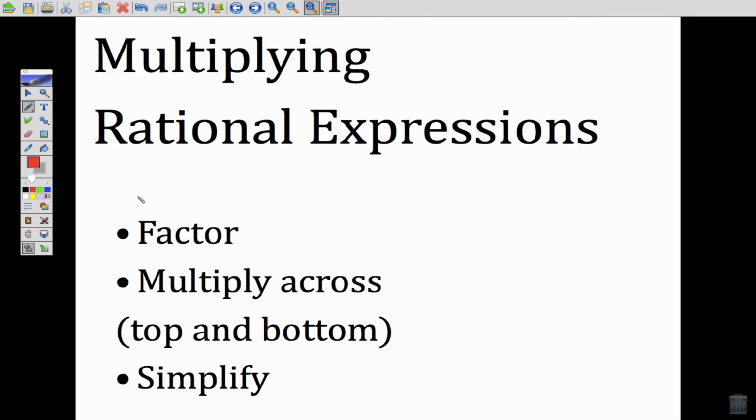In this video, we are going to look at multiplying rational expressions. And the process for this is going to be like any other problem in this unit. We're going to factor everything that we can, and then we're going to multiply across both top and bottom and simplify.